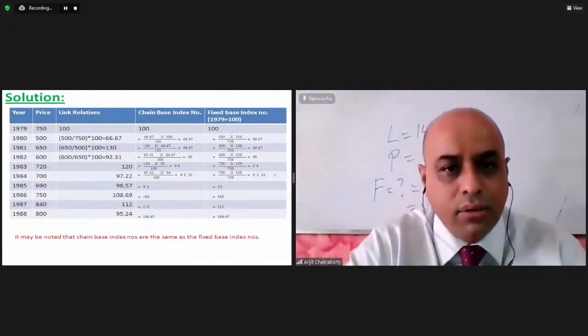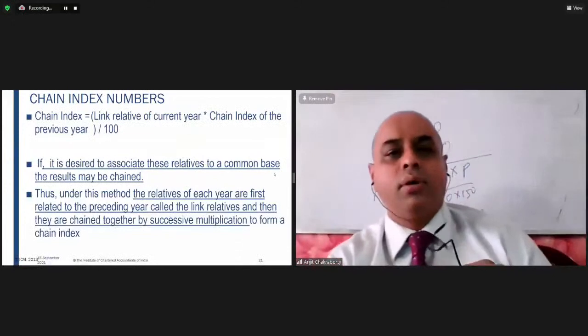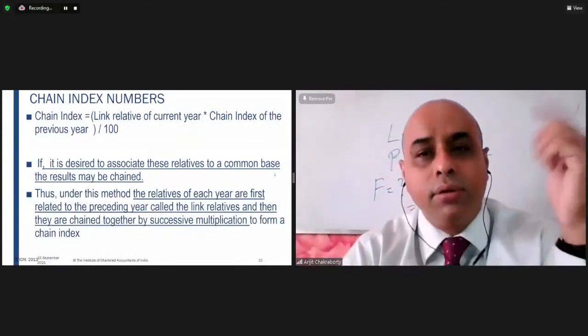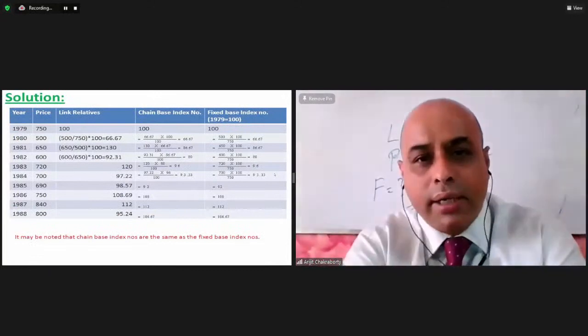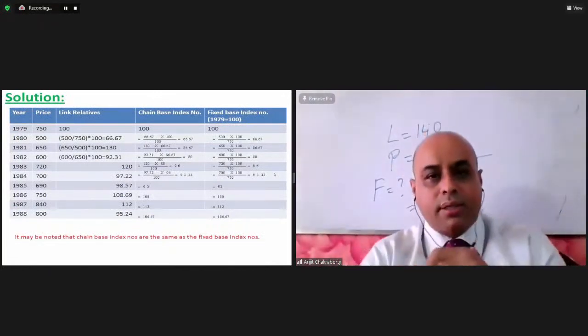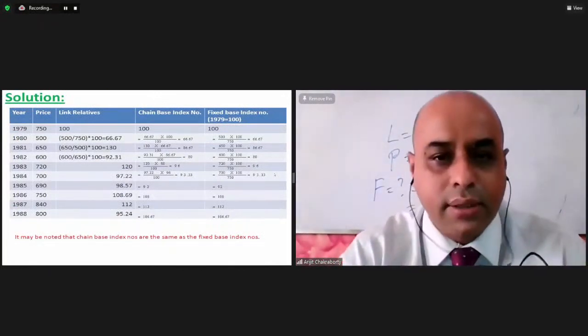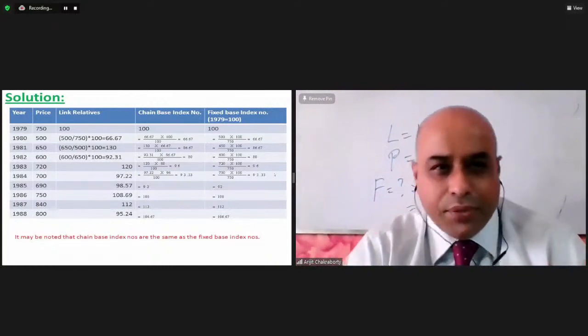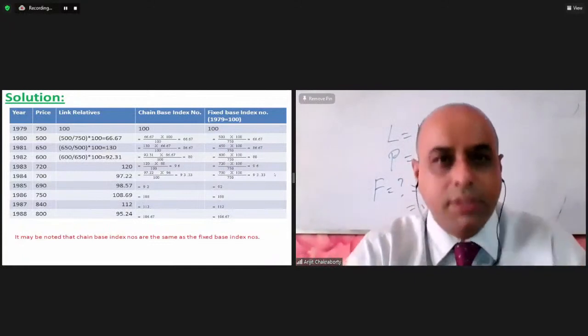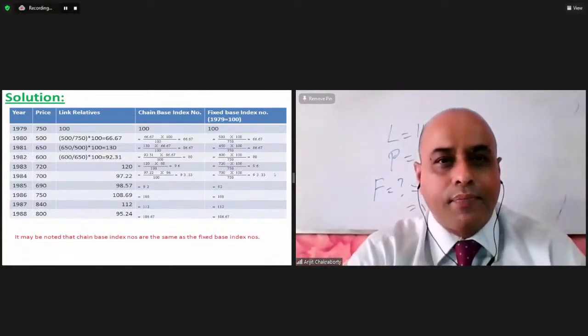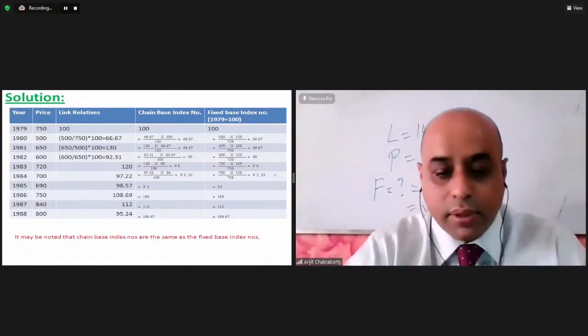by 100. Once again, going to the last slide, please see the formula: link relative into chain index divided by 100. That is what we are doing. The link relative is multiplied with the chain index number, and we are dividing that by 100. So this definitely requires some detailed calculation, but the concept is important. And of course, this is part of our curriculum as well.